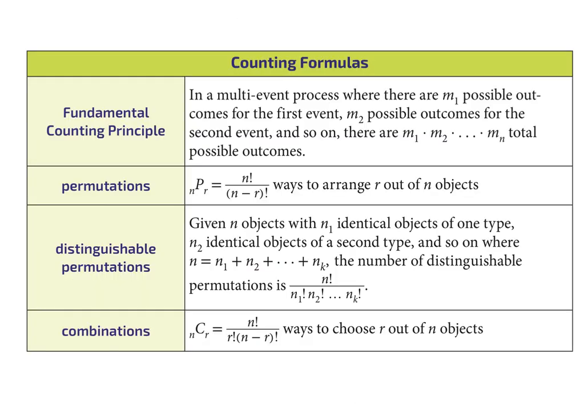Fundamental counting principle: in a multi-event process where there are possible outcomes for each individual event, whether they're dependent or independent, you can use your counting principle. Permutation is arranging certain objects in an order. Distinguishable means that you want to specify when you have repeated objects in a permutation. And combination is you're just choosing groups out of total numbers where order is not going to affect it.